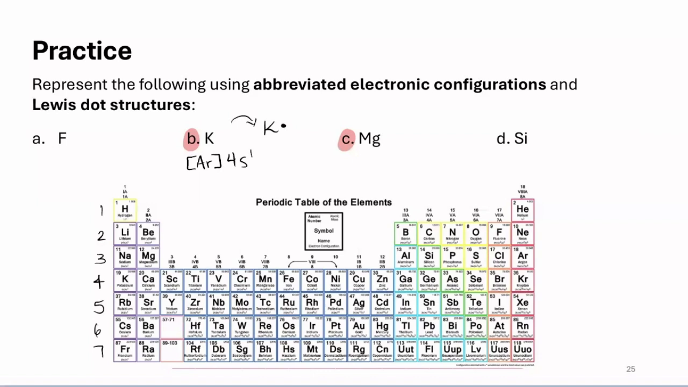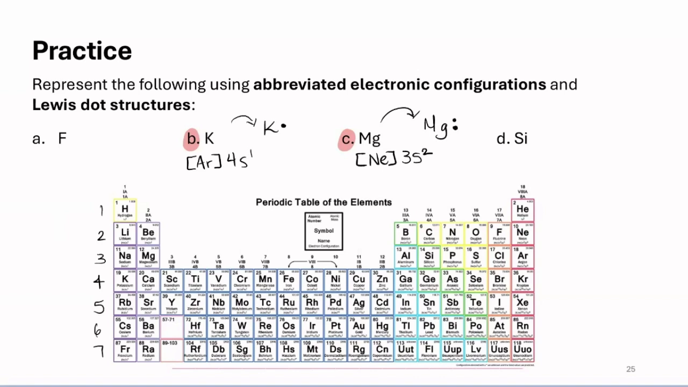Then let's do magnesium. When it comes to magnesium, the noble gas configuration for magnesium is going to be specifically neon in brackets, and then we have 3s2. So the number of valence electrons in magnesium is going to be 2 electrons. So when I write its Lewis structure, it is going to be Mg with 2 dots.